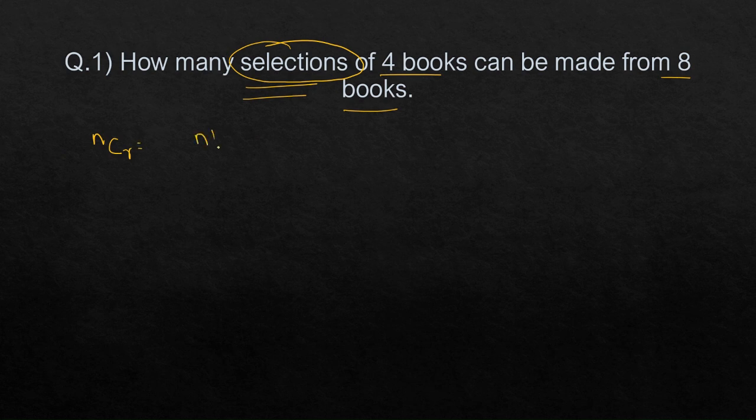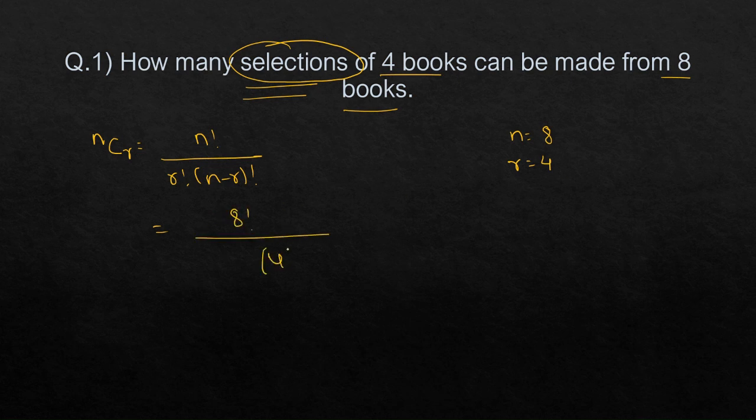I'll write first n factorial divided by r factorial into n minus r factorial. It is important to subtract r from n first and then use the factorial. Now n here is what? From 8 books, the total number of objects that we have is 8, and what we need to select at one time is 4 books. So r will be equal to 4. So it will be 8 factorial divided by n minus r, which is 4 factorial, then again r, which is 4 factorial.